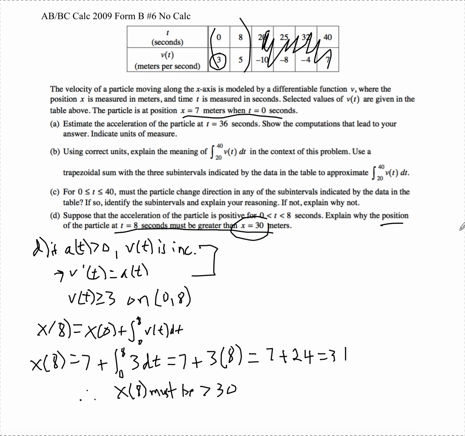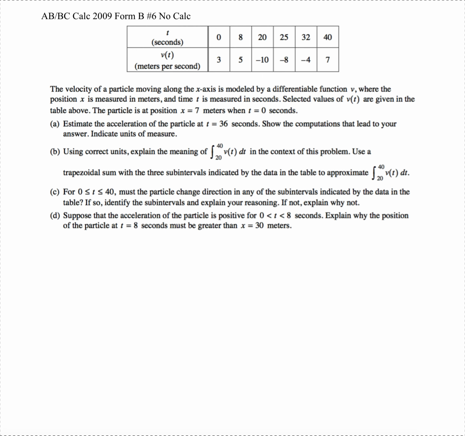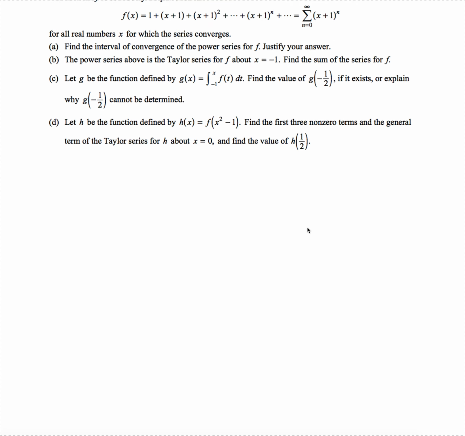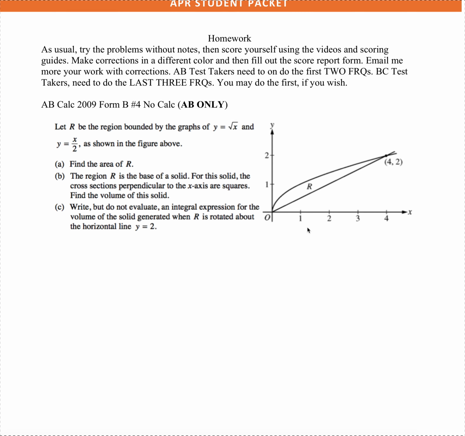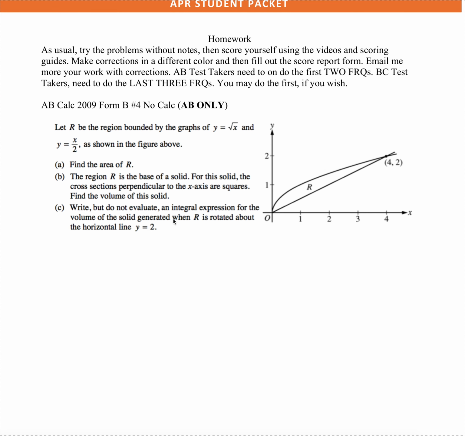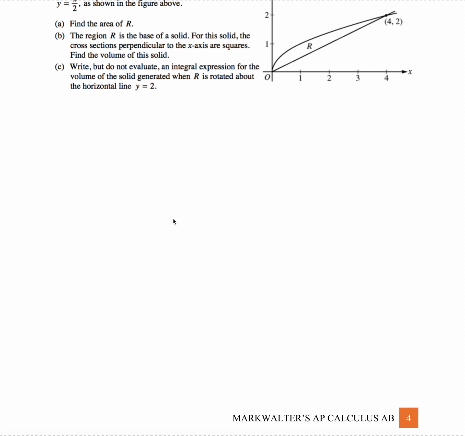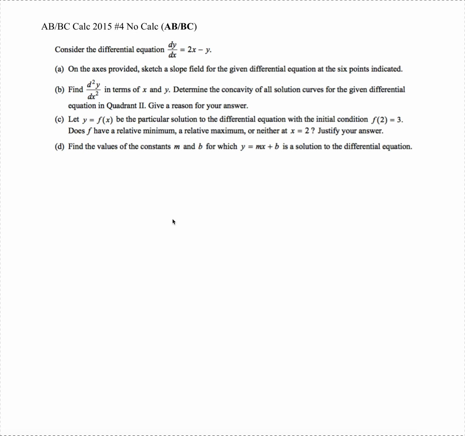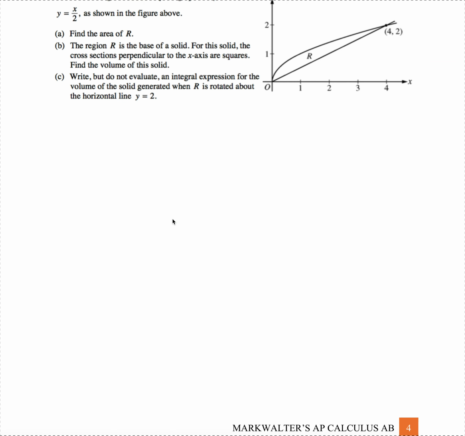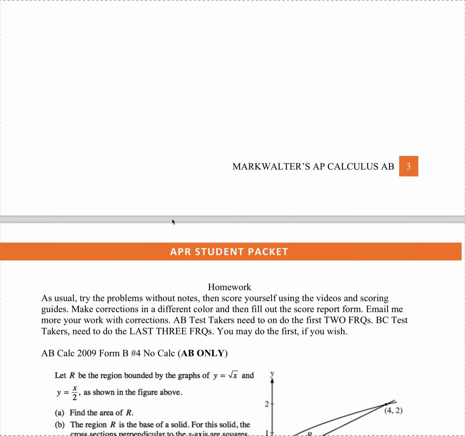All right. So that takes care of the AB problems. If you're an AB test taker, you can now jump past the next one and get started on the homework. For your homework, you're doing normal, do the FRQs, score, make corrections, but just for the first two free response questions in the homework section.